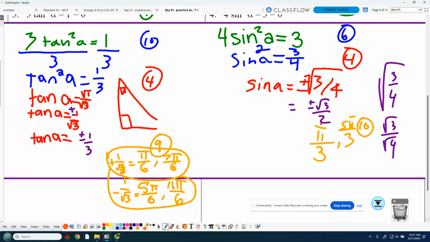Okay, so I understand what you're saying here, but I don't like it, because 1 over root 3 isn't equal to pi over 6. I understand you're saying when tangent is positive 1 over root 3, I get these guys, and when tangent is negative 1 over root 3, I get those guys. Just tell me the answers.